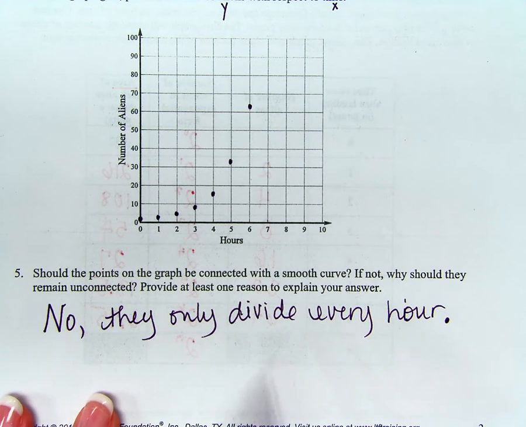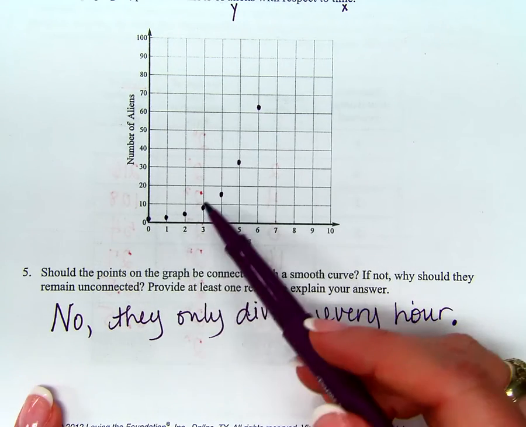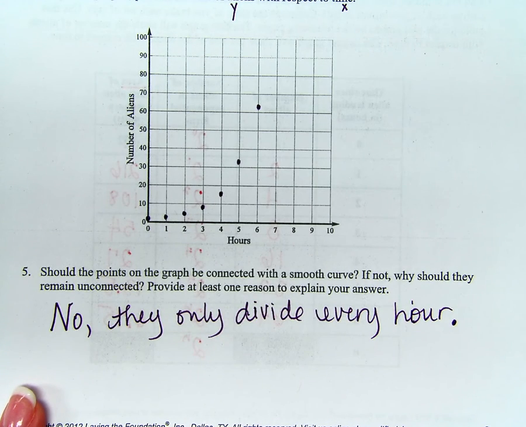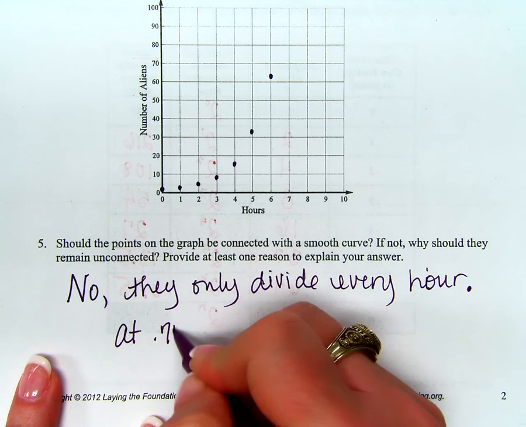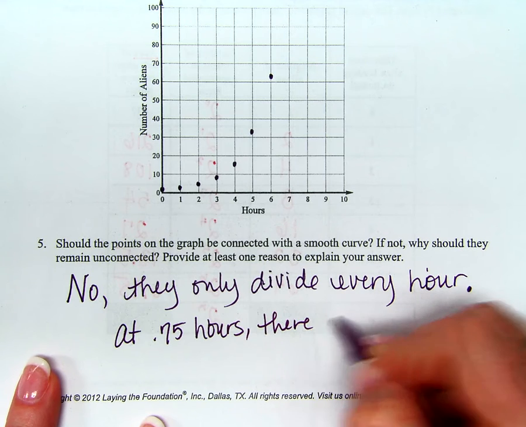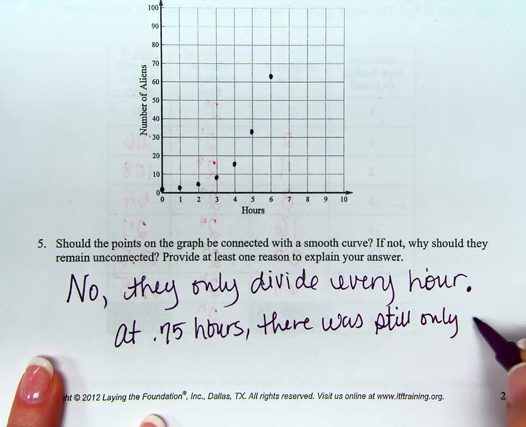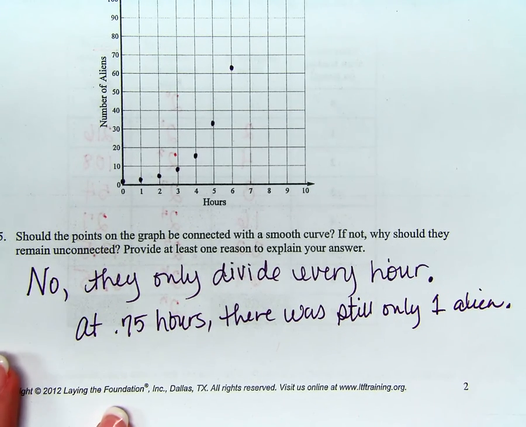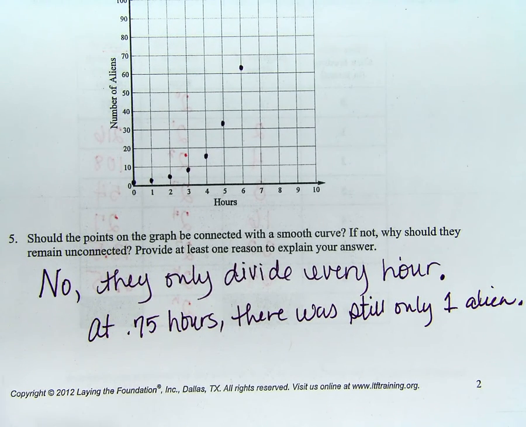Provide at least one reason to explain your answer. We kind of did that when we were trying to decide if it was continuous or discrete, right? How did we decide that it was discrete? At 0.75 hours, there was still, what? Only 1 alien. Excuse me, 1 alien. Is that better? Okay. Any questions about that? Okay.